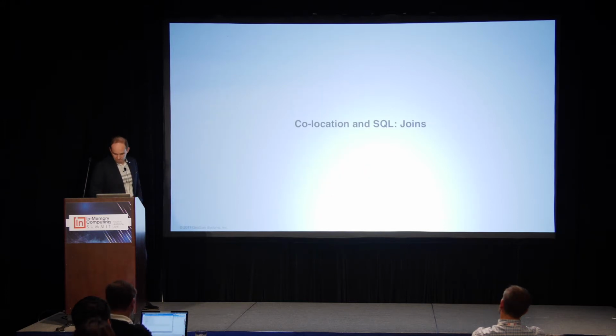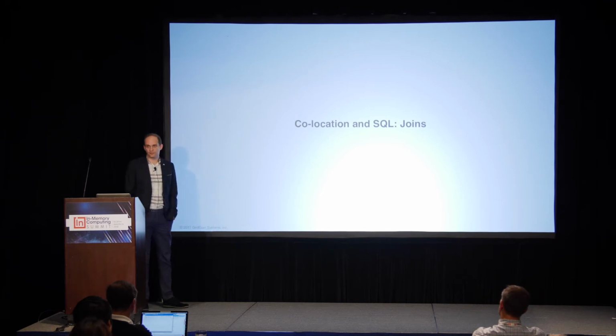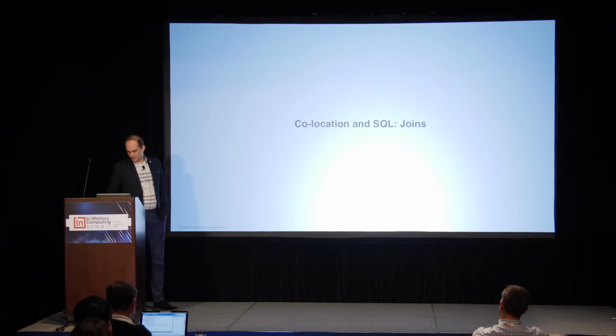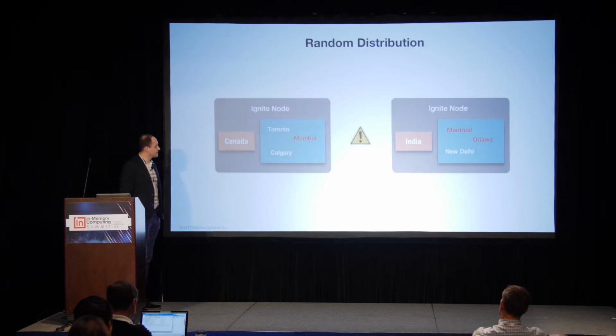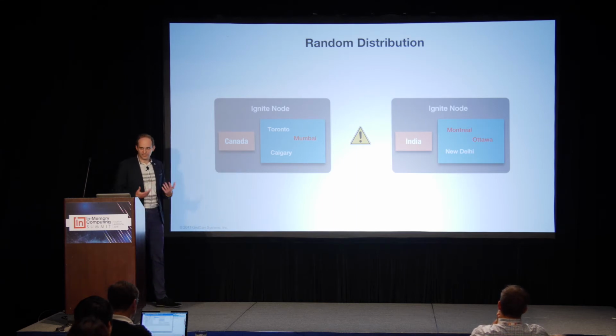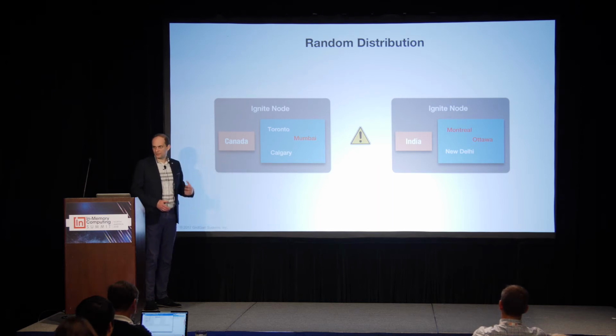OK, and finally, last but not least, I want to talk about joins. When you work with SQL, you would most likely use joins in some of your queries. So let's take this data model as an example. We have a country table and we have a city table, right? And they have a one-to-many relationship between them. The city table would have a country ID field, which is a foreign key, and references the country table.